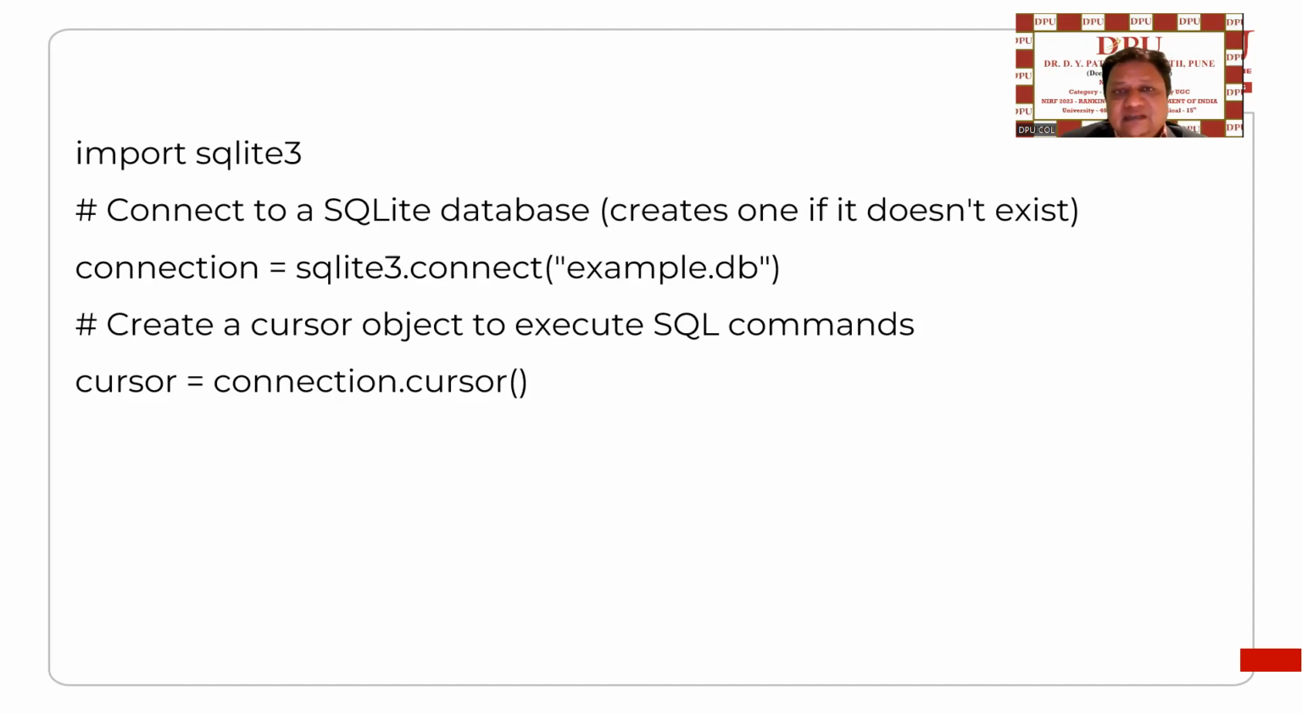If this database exists, it will be opened and the connection will be established. If the example.db does not exist, then this command will first create the example.db database, and after that a connection is established with the help of this statement, that is connection is equal to sqlite3.connect. In the bracket, specify in double quotes the name of the database. This statement will connect your application to the database, and that connectivity is being stored in a connection object.